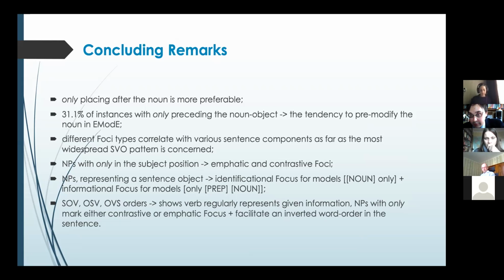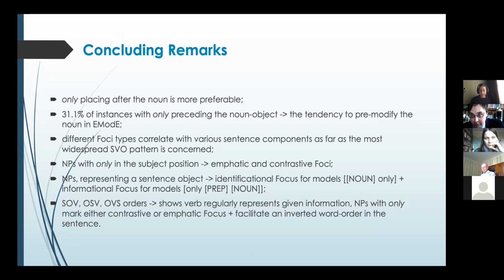It is also notable that with the NP functioning as the subject of the sentence, only is more likely to be found when it pre-modifies the noun. And we assume that this very pattern might have triggered the dominant placement of the adverb before the noun, functioning as the object of the sentence, in further centuries.